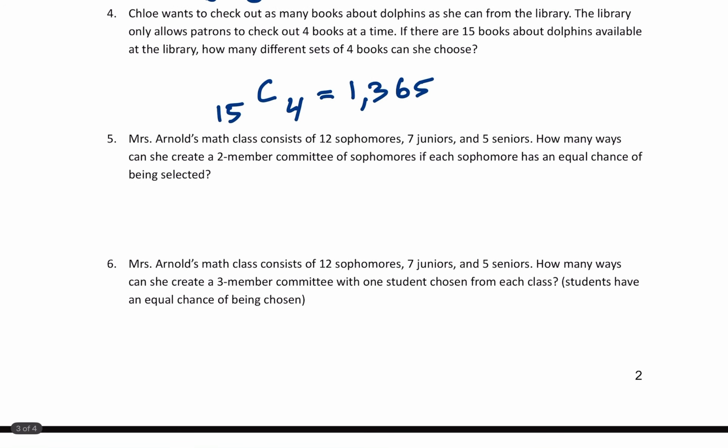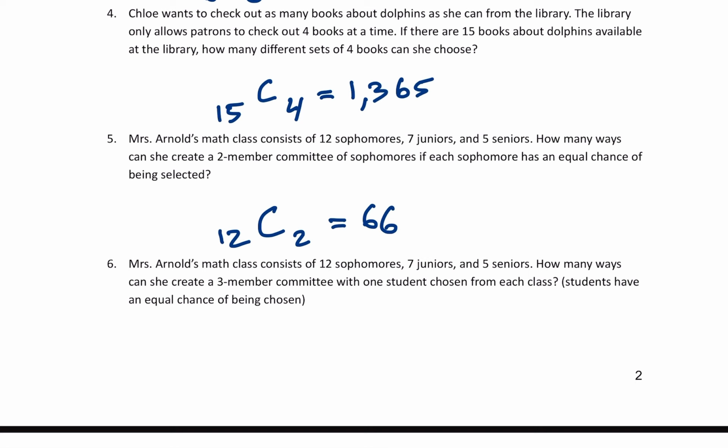Mrs. Arnold's math class consists of 12 sophomores, 7 juniors, and 5 seniors. How many ways can she create a 2-member committee of sophomores if each sophomore has an equal chance of being selected? For this example, we're only looking at the sophomores. So I've got 12 total sophomores, and I'm choosing a committee of 2 members. So I've got 12 choose 2, which is going to give me 66 different groups that can be formed.